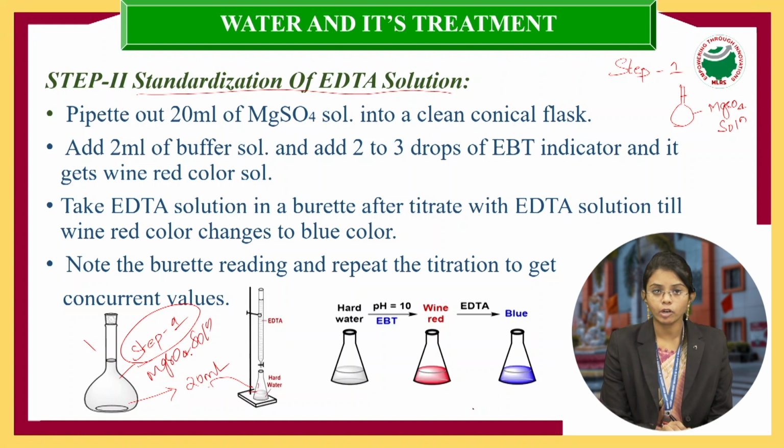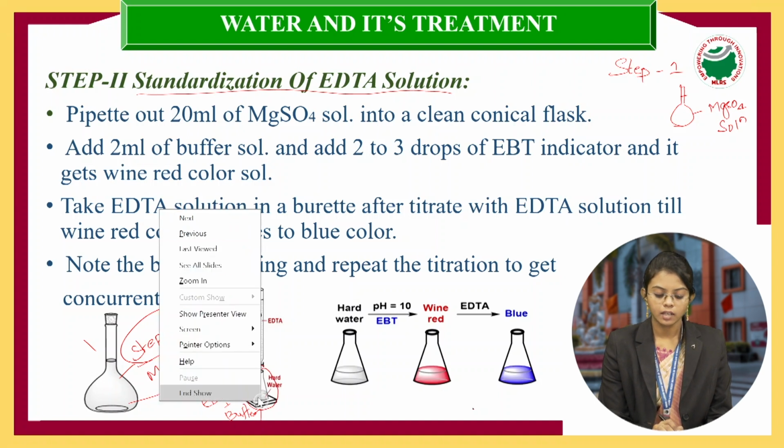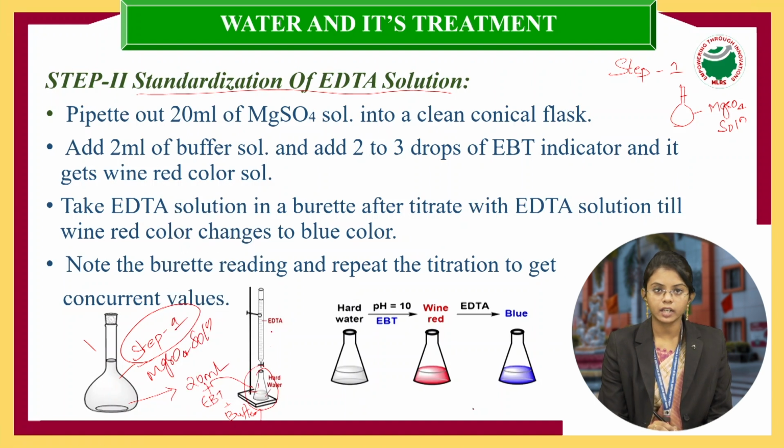Now to this 20 ml of MgSO4 solution, we are going to add the indicator. What is the indicator? Here we are using the EBT indicator, Eriochrome Black T, and also the buffer solution. Why do we need to add a buffer solution? To maintain a pH of 10. Now all these are mixed in a conical flask, and this conical flask solution is titrated against the EDTA solution that is taken in the burette.